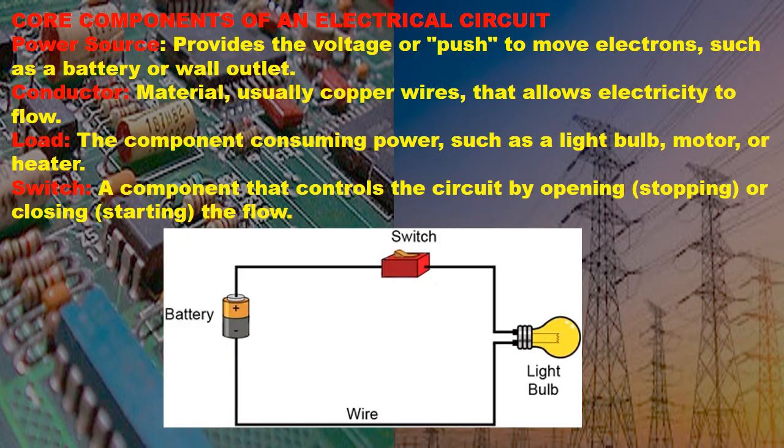So material, usually copper wire, that allows electricity to flow. Gold and silver are the best conductors, but because of their rare abundance in nature and their high economic value, we are not using them as electrical conductors, and they are using copper and aluminum. But the good conductive materials are silver and gold.